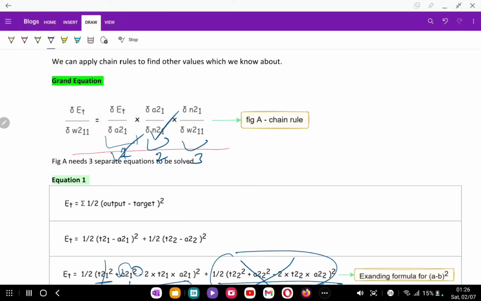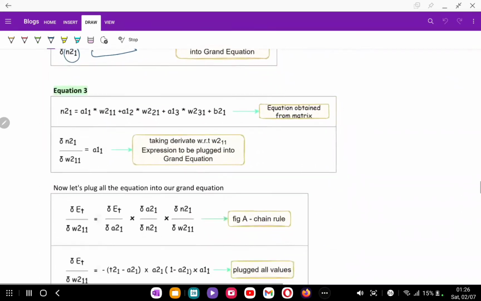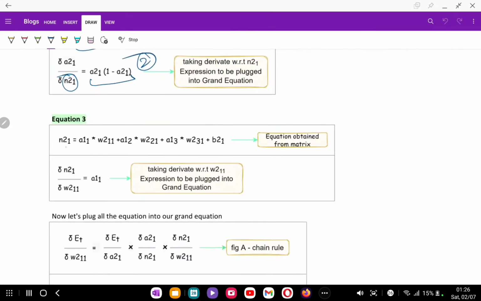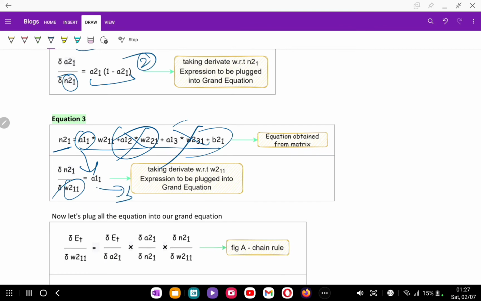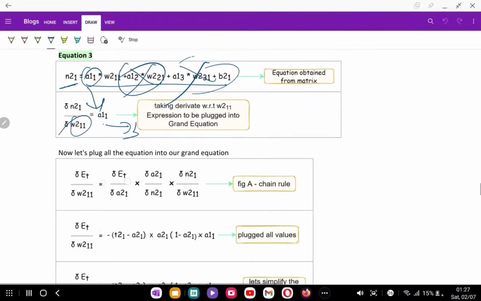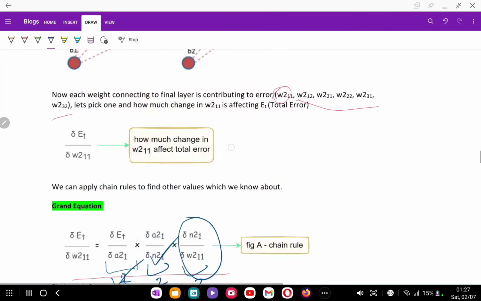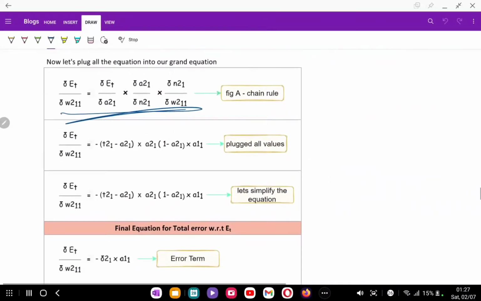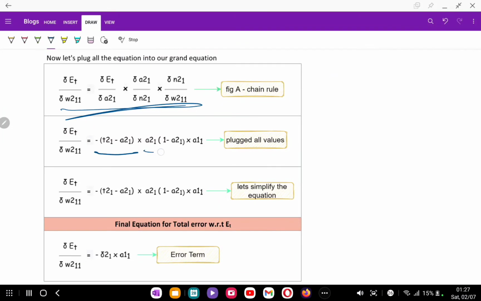This also checks out. Now the last one. Similarly, like earlier, we just use the equation for N21 and take the partial derivative with respect to W211. This contains W211, so this will be here. This does not contain W211, so it cancels out. This is your third equation. Now put everything into your grand equation, which is the same one, right? After putting in all three values, you get this.